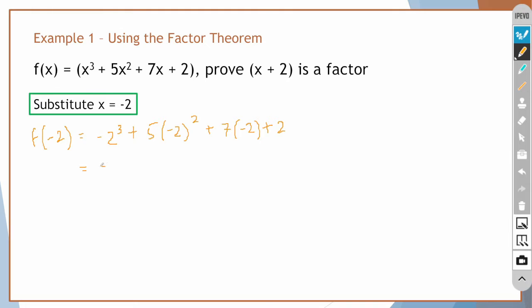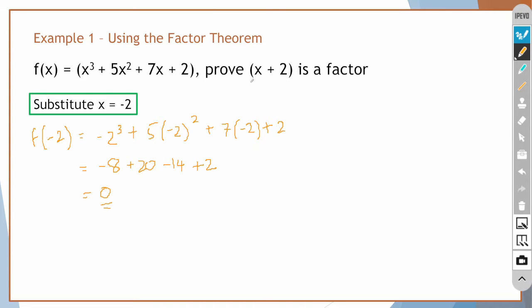So this will just turn into minus 8 because minus 2 all cubed is minus 8. Minus 2 squared is 4, times that by the 5 gives us 20. Minus 2 times 7 gives us negative 14. And then we got positive 2 on the end. So minus 8 plus 20 gives us positive 12. Minus 14 gives us negative 2. Plus the 2 gives us 0.